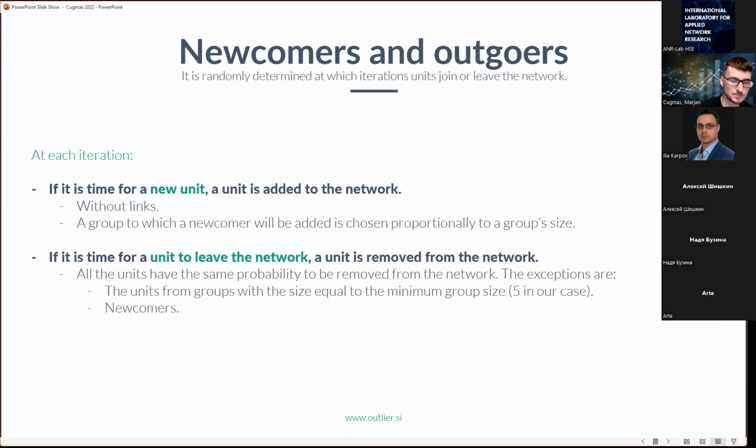If it's time for a new unit, then we add a unit to the network. When we add this unit to the network, the unit does not have any link to the other units. And the group to which we add a newcomer is chosen proportionally to the group size. And if it's time for a unit to leave the network, then we remove a unit from the network. All the units have the same probability to be removed from the network, but there are two exceptions. Newcomers cannot be removed from the network, and neither can units from groups with a size equal to the minimum group size. So if removing a unit from the network would cause a very small cluster or group, then we do not remove this unit, but remove some other unit instead.